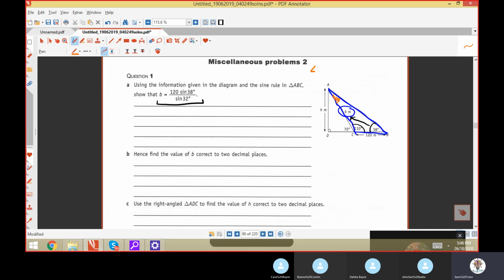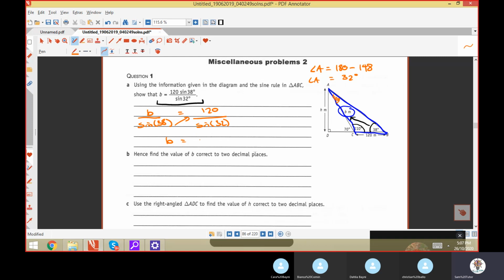So we could say angle A is equal to 180 minus, yeah, 32. And then you just write, what is it? E over sine 38 is equal to 120 over sine 32. And the only thing you have to do here is bring sine 38 up because you're multiplying, and then you already have the form.